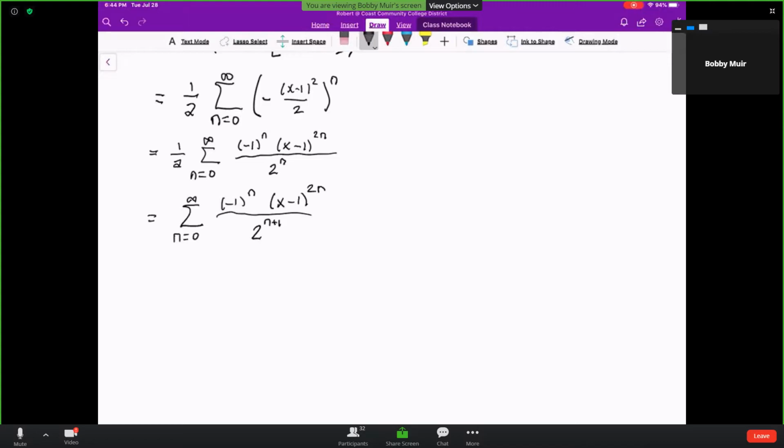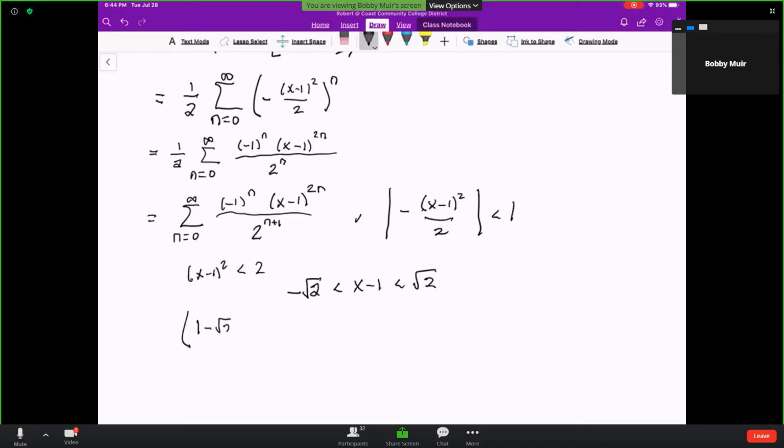And again, in order to decide what x's we're allowed to use for this thing, we take the whole thing that we used, negative (x minus 1) squared over 2, and that has to be less than 1. And so this means that (x minus 1) squared is less than 2. So negative radical 2 less than x minus 1 less than radical 2. So the interval that we can use here is the numbers 1 minus radical 2 up to 1 plus radical 2.